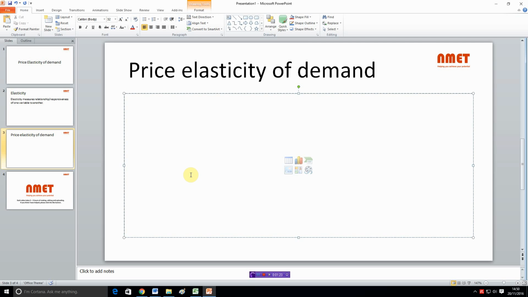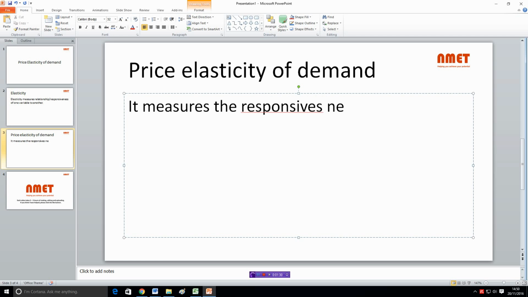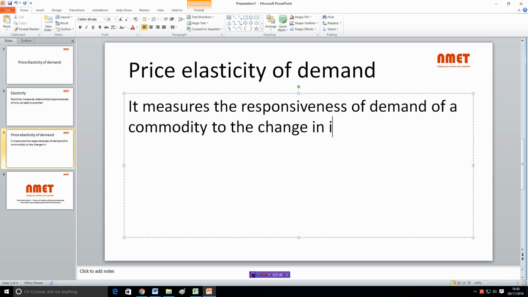Price elasticity of demand measures the responsiveness of demand of a commodity to the change in its price.